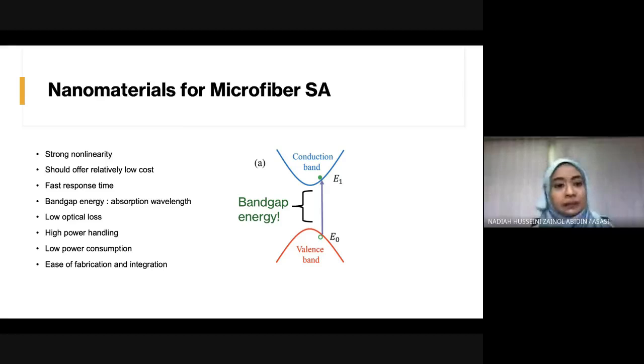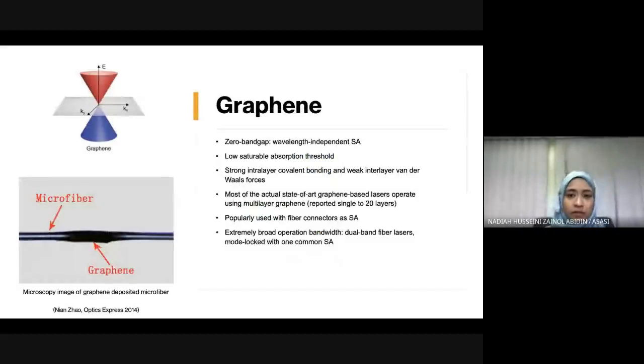It should also have a fast response time. You should know what the band gap energy is so that you know what the absorption wavelength is. It should have low optical loss. It should be able to handle high power. It should consume less power, and have ease of fabrication and integration, as I mentioned before. Okay, so band gap energy, if you don't know, is the difference of energy between the valence and the conduction band. This is where you determine what the absorption of your material is.